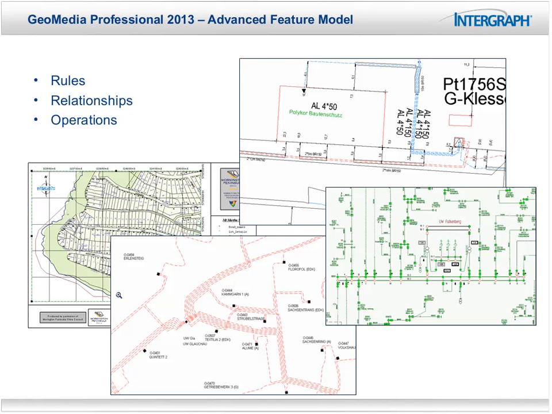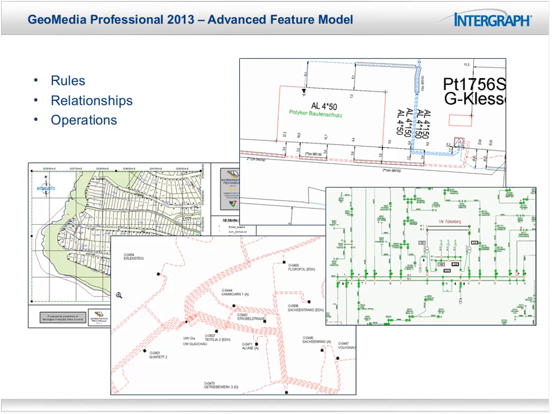When we talk about advanced feature model, we're really talking about three things. We're talking about the rules, that is the business rules, the characteristics of the data that are part of your business. We're talking about relationships. Different data entities have relationships between them. Certain types of parcels reside in certain types of zones. Water valves are connected to water mains. Those types of relationships are important in the presentation of the data. And then third, operations, which is the instructions to the software as to how to maintain these relationships and how to behave with respect to the rules.